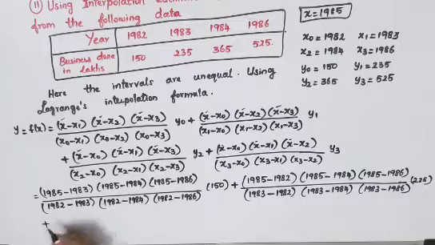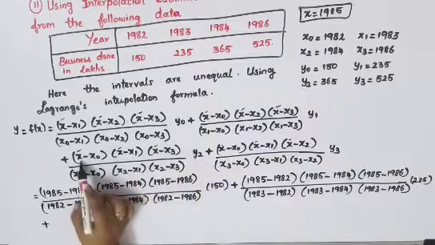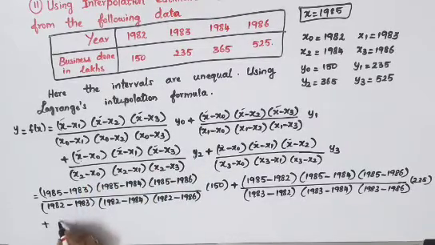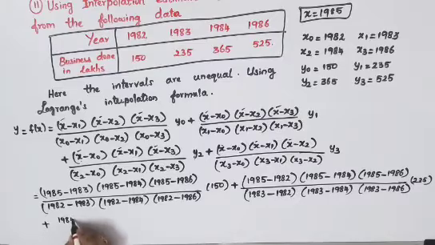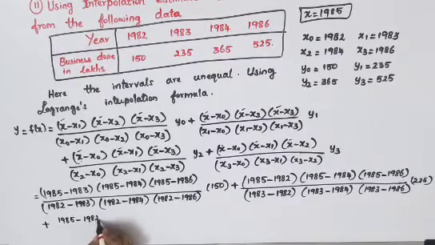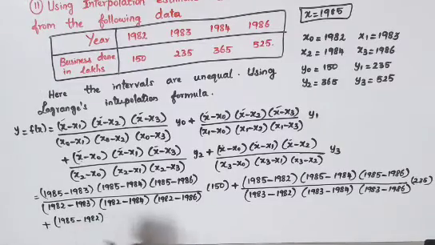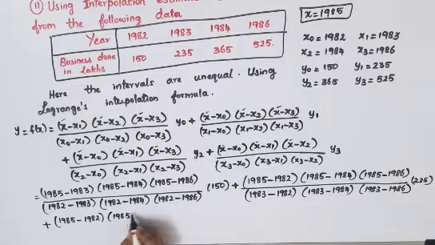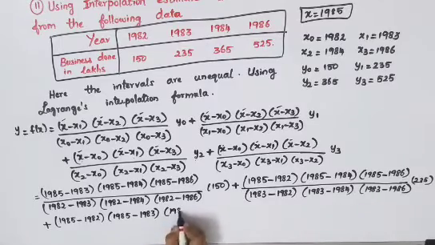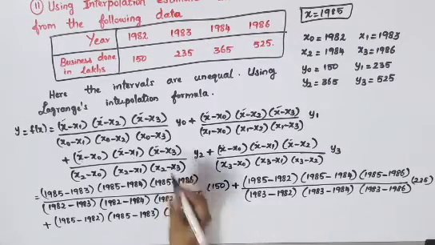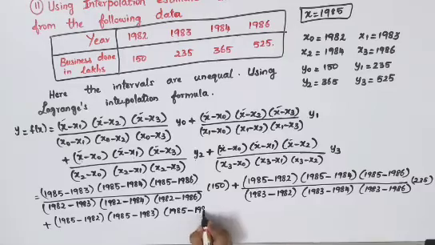The third step is plus third term. Okay, so x minus x0. X is 1985 minus x0 is 1982. Whenever you are writing a numerator, check your values and write it. Okay, then again 1985 minus x1 is 1983. Again 1985 minus this x3 is 1986.